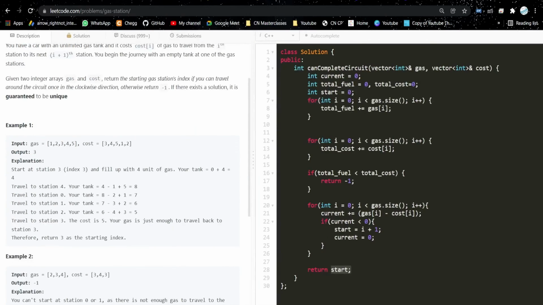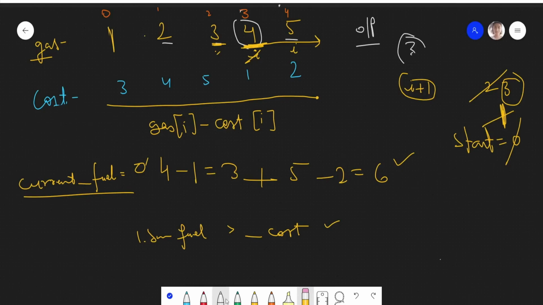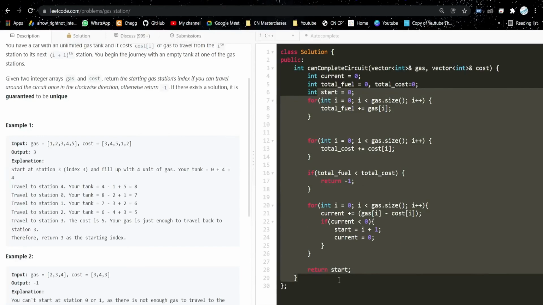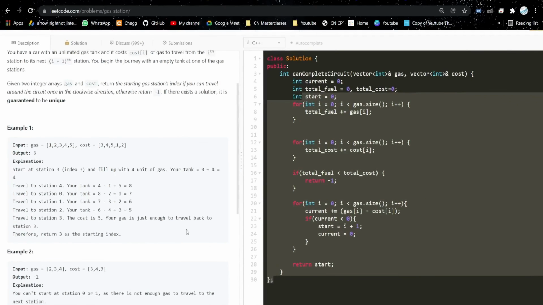I hope you understood the approach and the problem. Very easy problem. Time complexity will be O of n, and space will be O of 1, as we did not use any extra data structure. So I hope you understood the problem and the approach.